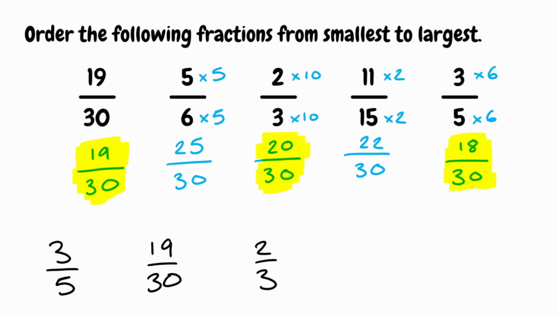The next one would be 22/30. So again, using the fraction we were given, we have 11/15. And then finally, we're left with our 25/30, which was equivalent to the one above, which was 5/6. So those would be our fractions ordered from smallest to largest.